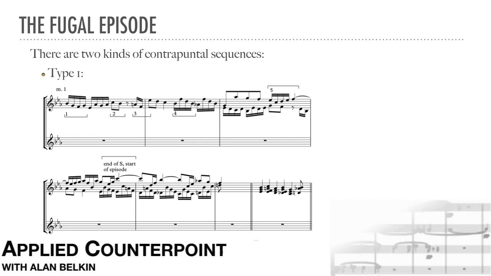In the last lesson, we looked at the codetta of the E-flat major fugue from the Well-Tempered Clavier Book 1. This is an example of the first kind. The sequence here starts on the third beat of measure 4 and includes the last two beats of the subject. It goes on through measure 5. The harmony of the sequence is shown, reduced, after the double bar.